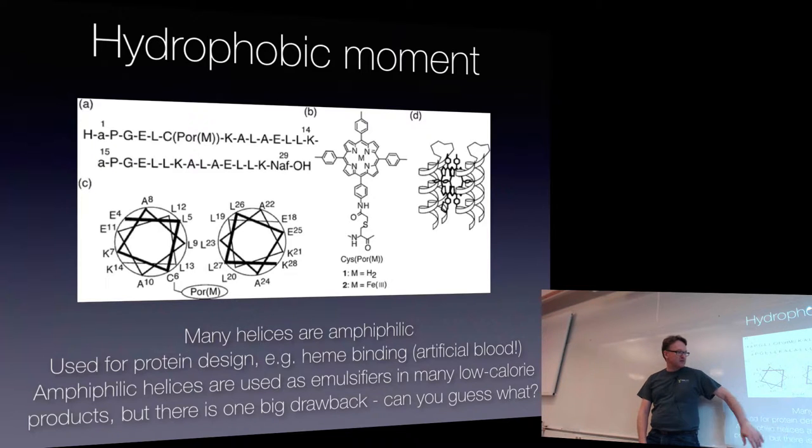So if you think about these emulsifiers, do you have any idea what the worldwide market for these things is? You're talking about insane amounts of money here, right? So there's a lot of protein design that actually goes into the food industry. So what is the problem with low-fat margarine? What happens if you try to fry in it? So this is why you can't fry in most of those products.